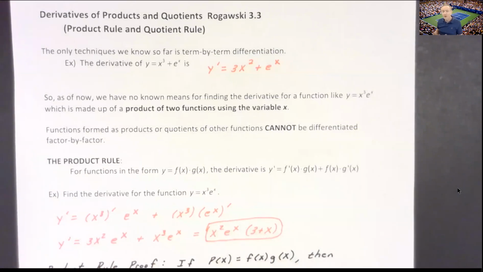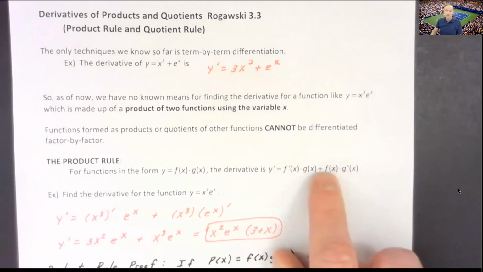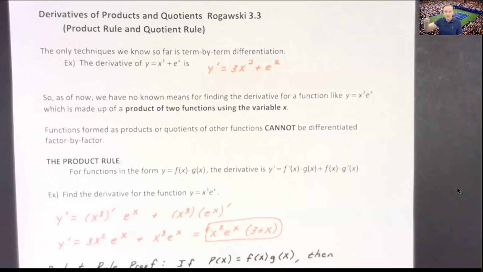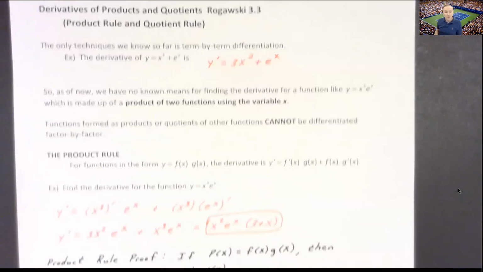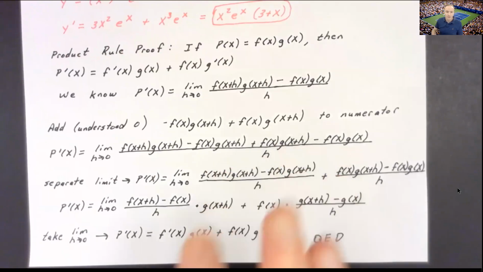Now, I want to go in and talk about where this product rule came from, because if we don't talk about where it comes from, then it's empty, hollow knowledge for you just to say, oh yeah, it's the derivative of the first times the second plus the first times the derivative of the second. Thanks, John, I'll just memorize that. That's empty knowledge. So let's talk about where it comes from, the proof of the product rule.